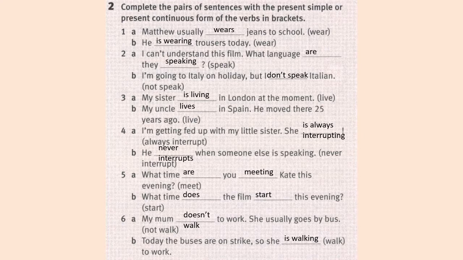I'm getting fed up with my little sister. She is always interrupting me. You can see that the speaker here stated, I'm getting fed up with my little sister. To be fed up with someone or something means that you've had enough of her, him, or it. He never interrupts when someone else is speaking, so that is his habit. He's polite. That is kind of a fact, since he is always like that.